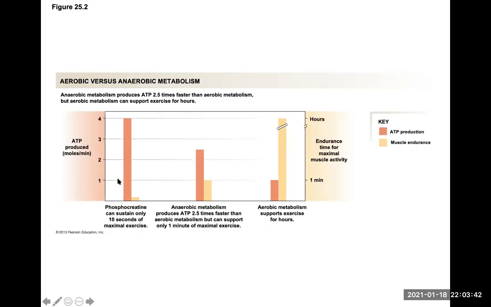So what this chart is showing you guys is that phosphocreatine can sustain only about 10 seconds of maximal exercise. So ATP production is very high, muscle endurance is very low. Can't use it for very long.